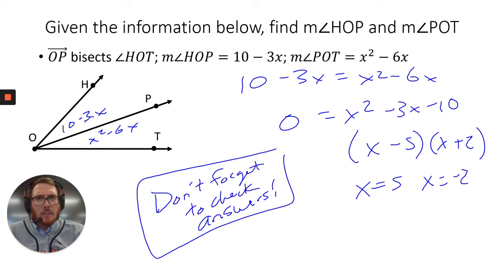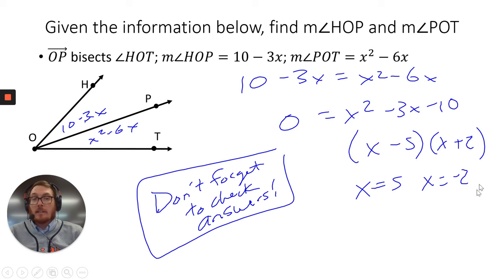The biggest thing here that you want to make sure you remember is to check your answers. So don't assume the positive one is correct, because in this case, the 5 actually does not work, because in the original expression, this 10 minus 3 times 5 would actually be a negative. And so the 5 does not work, but the negative 2 does.